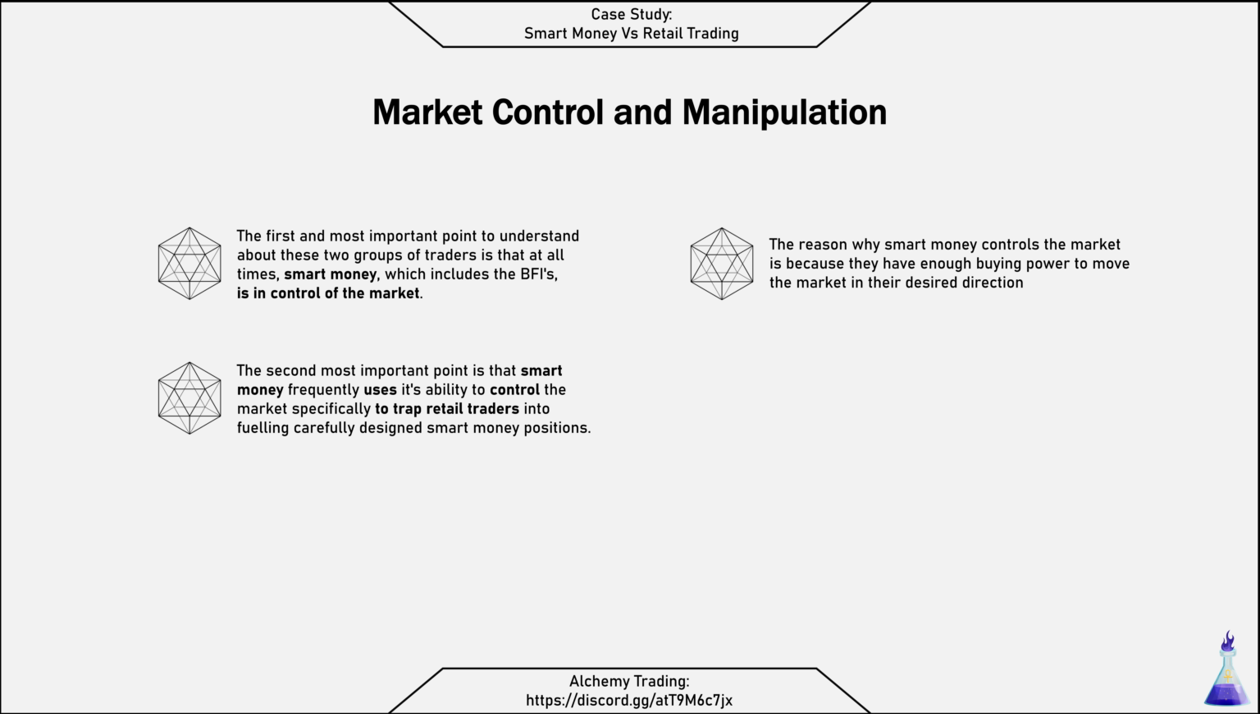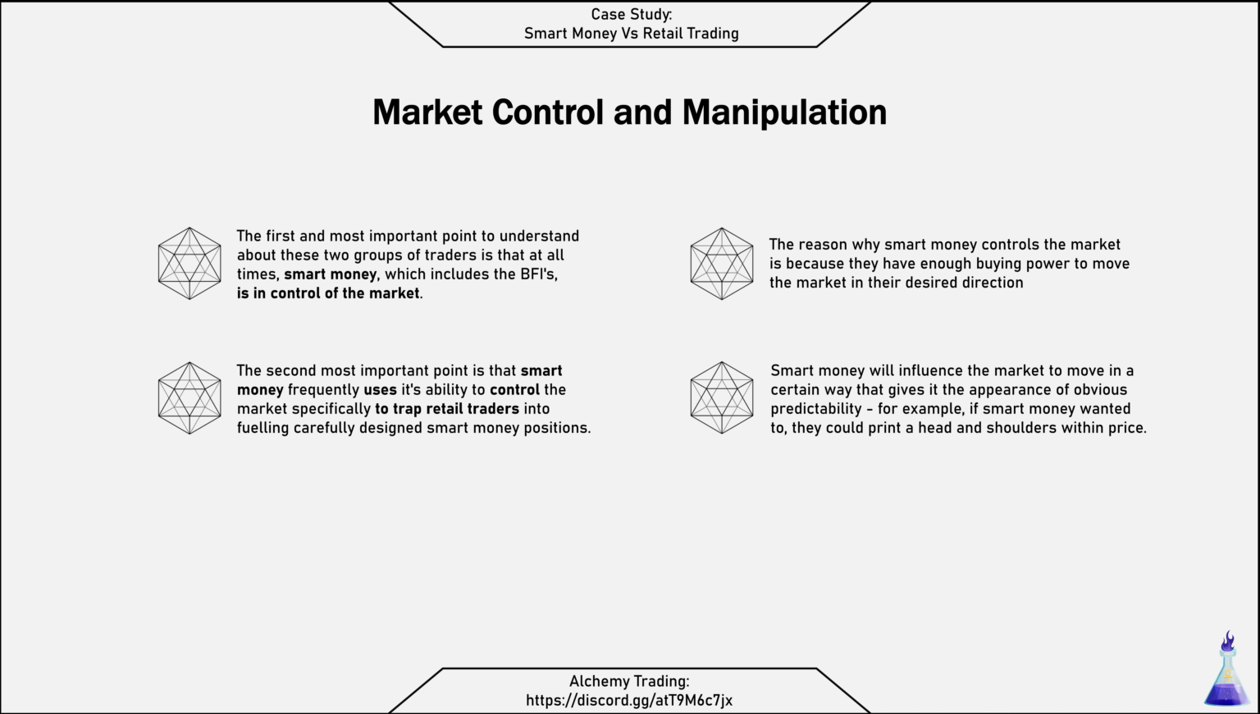There is a game which is being played here, and smart money is a step ahead of the retail traders. One of the signature techniques applied in this game by smart money is illusion. Smart money will influence the market to move in a certain way that gives it the appearance of obvious predictability. For example, if smart money wanted to, they could print a head and shoulders pattern within price action. They will even go as far as to make these patterns work out for retail traders more often than not, once again contributing to this complex illusion of retail trading predictability.